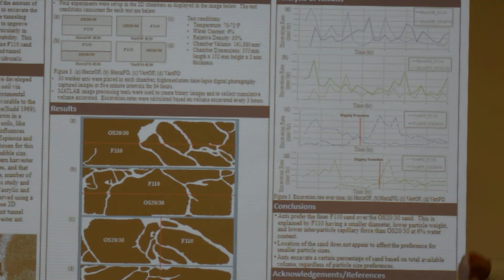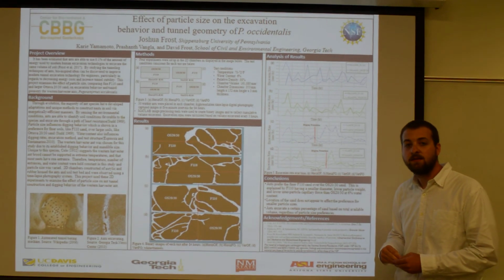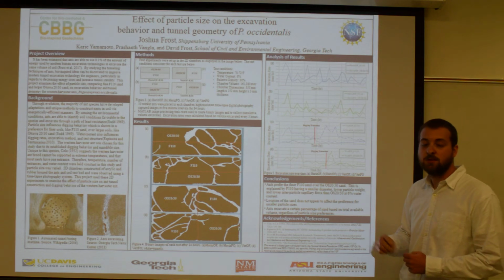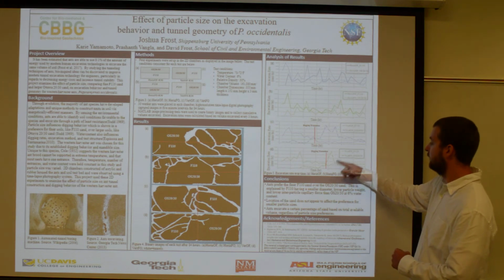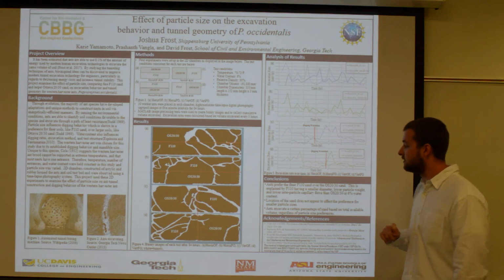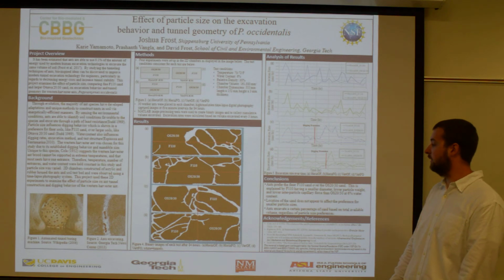In this bottom graph, once again, it's excavation rate over time. As you can see, with the option to dig in either F110 or Ottawa 2030, the ants primarily dug in the F110 for the majority of the experiment until they started to run out of space in the F110. Then they switched over to start excavating in the Ottawa 2030 for the majority of the rest of the experiment. So in conclusion, ants prefer the finer F110 sand over the Ottawa 2030 sand.